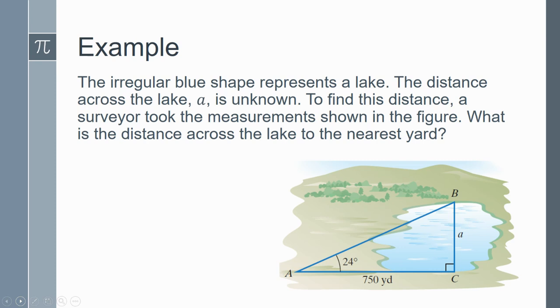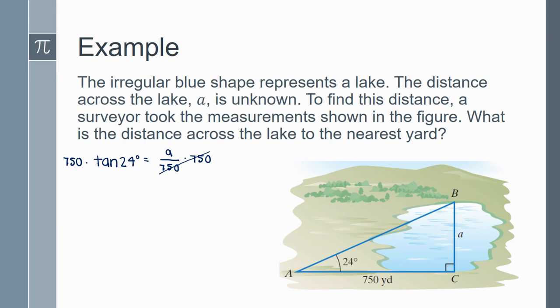So if I'm just thinking SOHCAHTOA, notice that the side that I want to find is opposite. The side that's given is the adjacent. So that means we're using tangent here. Tangent of 24 degrees is going to equal A, because that's an opposite, over 750, because that is adjacent. The only thing we have to do to get the A by itself is to multiply both sides by 750. Once again, your calculator is going to be in degree mode. We're not switching it back and forth between degrees and radians.